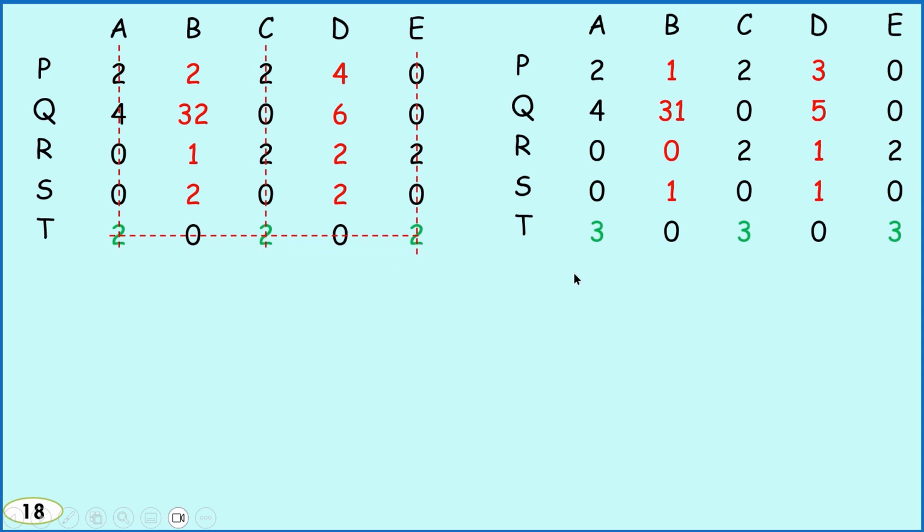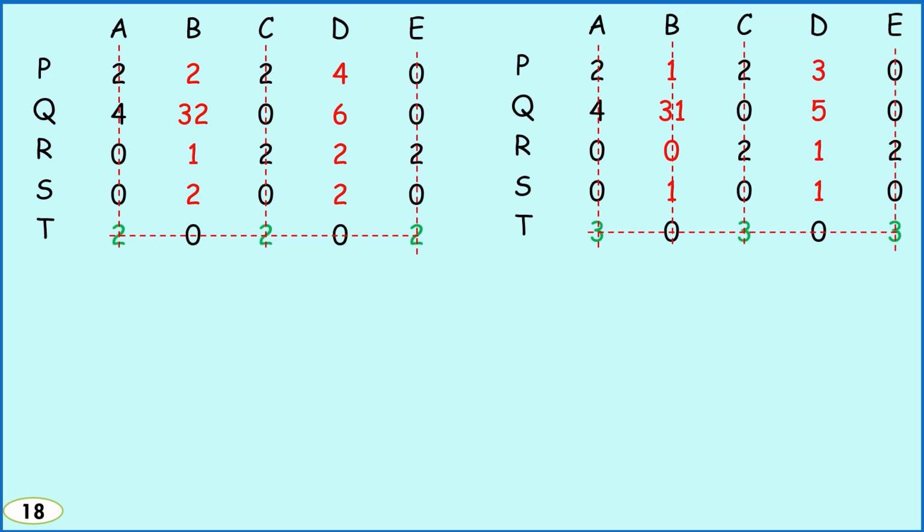Now if you draw the horizontal and vertical lines again, these are the horizontal and vertical lines. Now if you observe, the total number of lines is 5, and the total number of rows is 5. So the total number of rows is equal to the number of lines, so we will get the optimum solution. Now you assign the task. Now let's see how to assign.